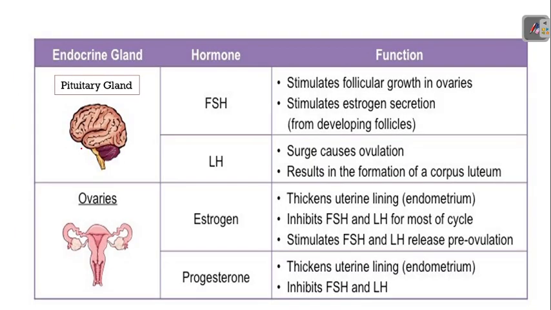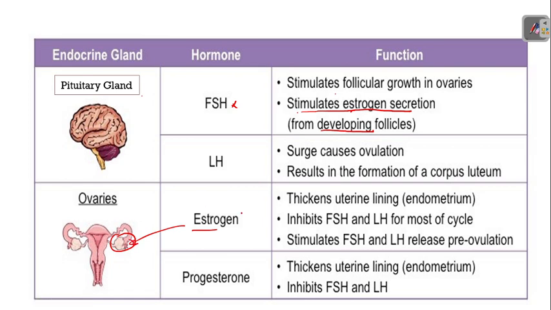Now, follicles. Let's start with follicle stimulating hormone. It comes from the pituitary gland. It stimulates the growth and development of the follicles. Then it stimulates the production of estrogen secretion. Good. The estrogen will come from the developing follicles. And where do we find follicles? Inside the ovaries. So that's why we say estrogen is actually produced and secreted by the ovaries.